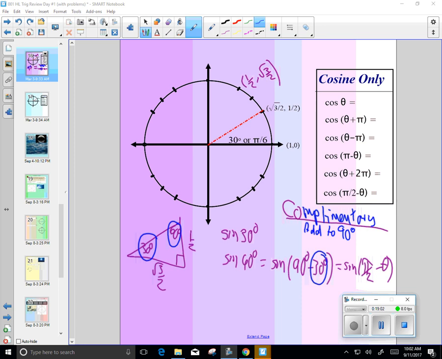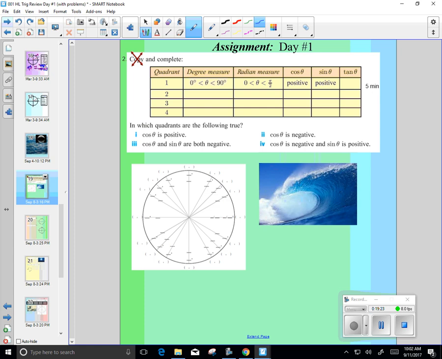What's quicker than complementary sine? I don't want to write out complementary sine. What's quicker? Cosine. Co. Do you know that? Cosine is the complementary sine. They add up to 90. So this identity, which we're going to look at a lot, that identity just comes from complementary sine. All right, and then for homework, you're going to fill out a couple of charts.